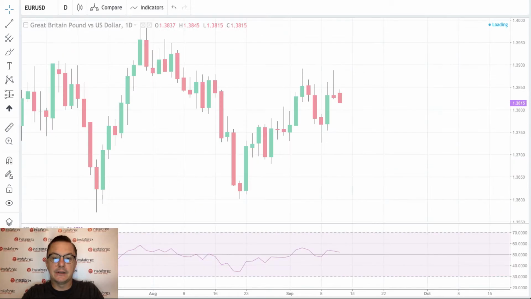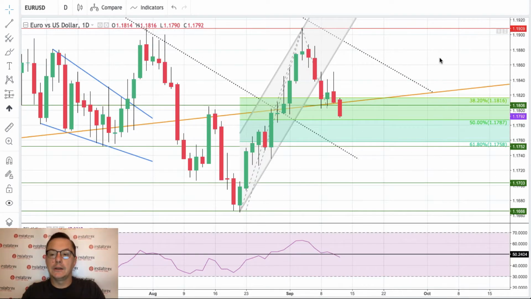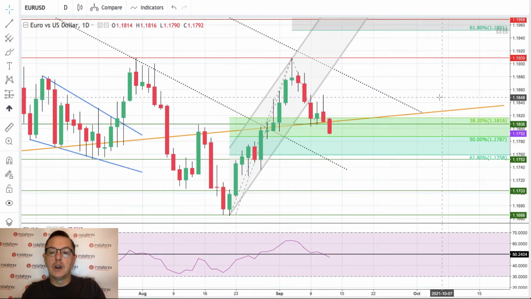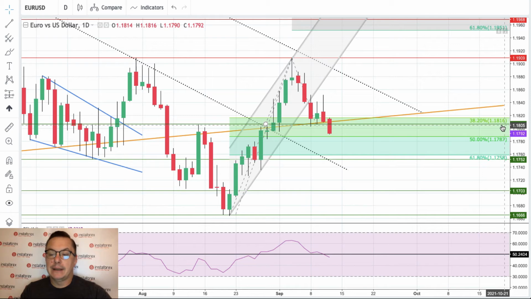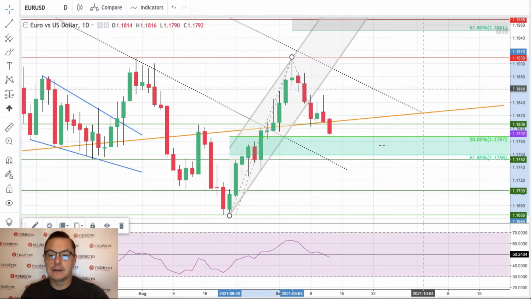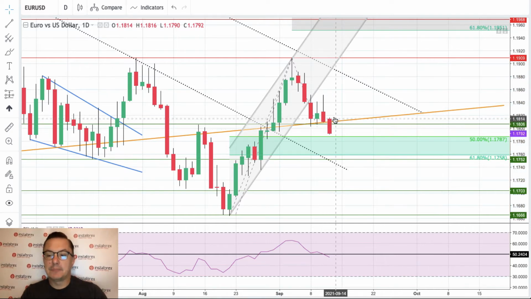Let's take a look at the euro. The euro dollar is going lower. We have hit the 1.1816 level, which is 38% of the Fibonacci retracement. We bounced, but just slightly above it. So right now we can remove it from our chart. And as we can see, the price broke below the 1.1806 technical support and the trend line support as well.